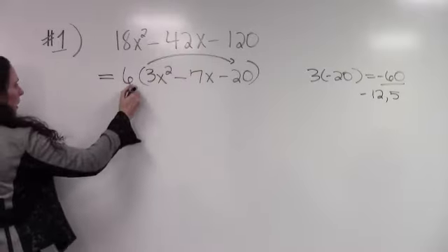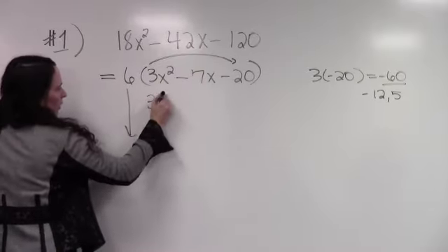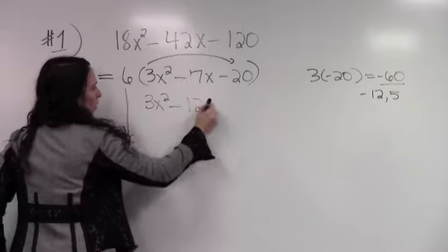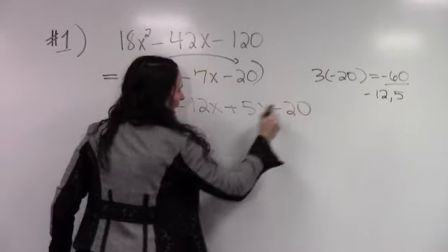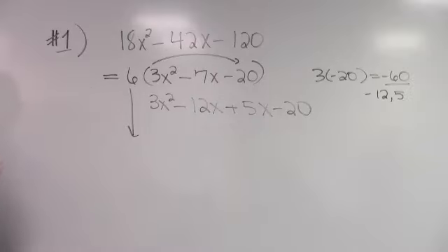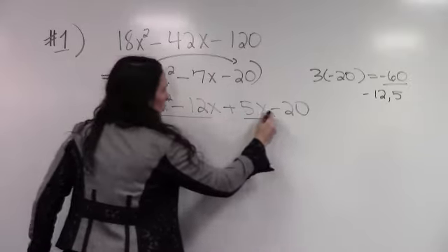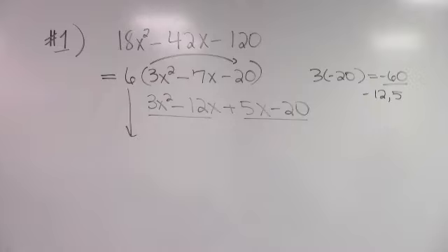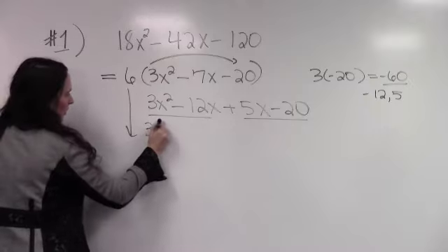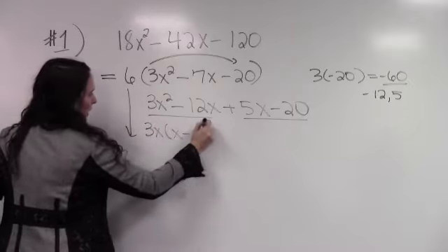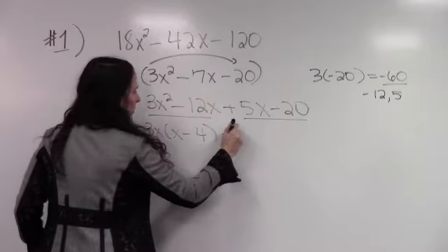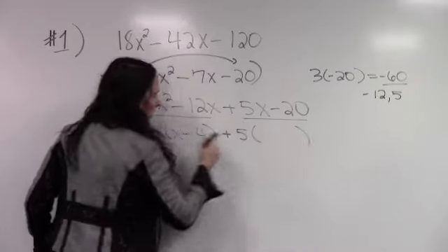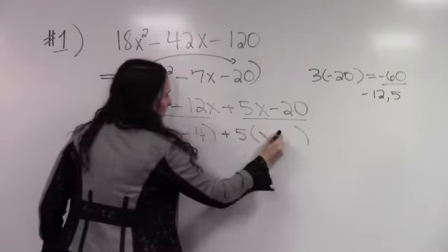All right, I don't want to forget about the 6. So I have 3x squared minus 12x plus 5x minus 20. And we're going to factor by grouping. So looking at that first grouping, what could we take out of that first grouping? 3x, excellent job. Leaving me with x minus 4. What about the other grouping? 5, it's a positive 5, leaving me with x minus 4.